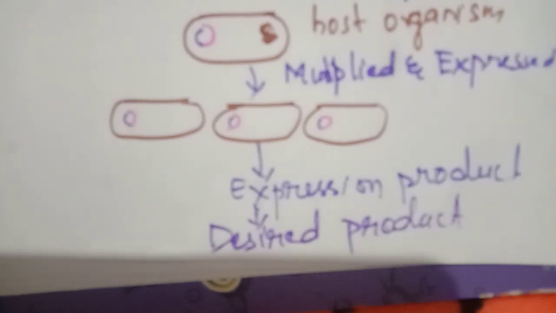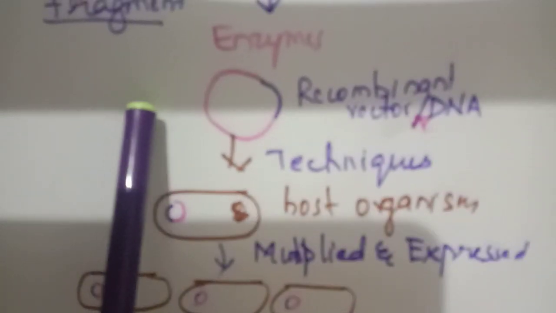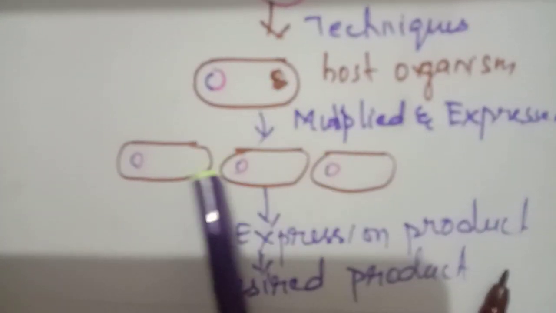So for example, if we have started with the insulin gene, from where have we collected it? We have collected the insulin gene from the human being. The insulin gene is introduced into the vector, and the recombinant vector is introduced into the bacteria. When the bacteria multiplies, the insulin gene also multiplies, and the insulin protein is expressed in the bacteria, and this insulin protein is taken and used for medical purposes.